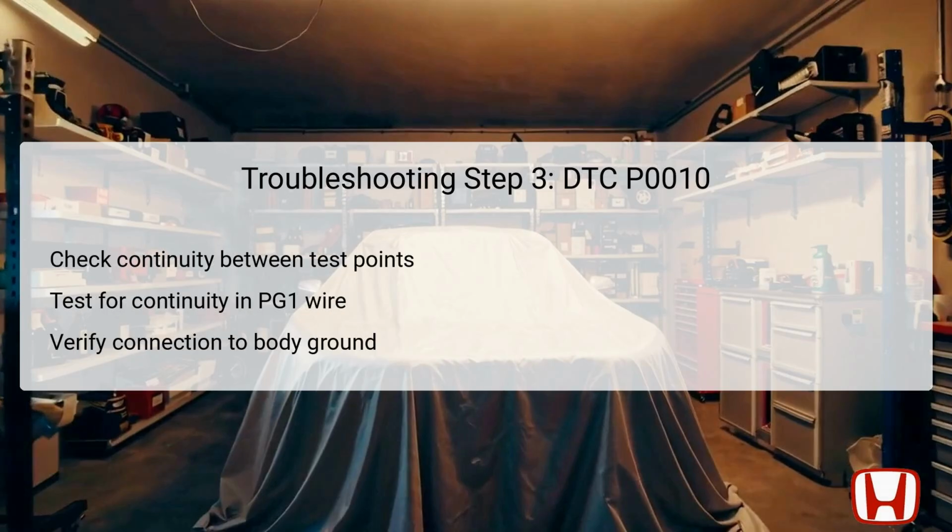The third step in troubleshooting DTC P0010 involves checking the continuity of the PG1 wire that connects the VTC oil control solenoid valve to the PCM.